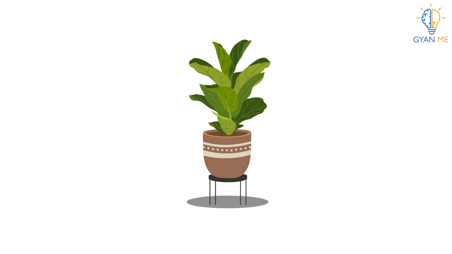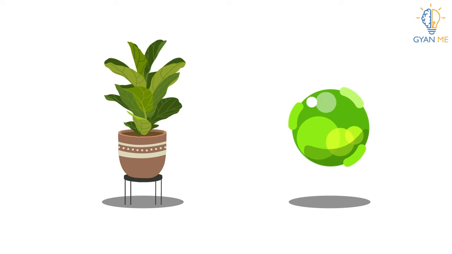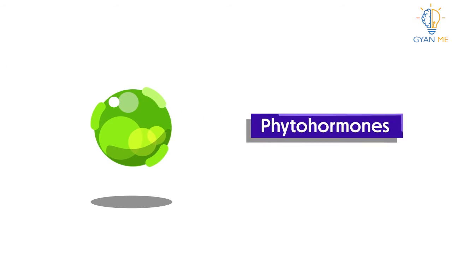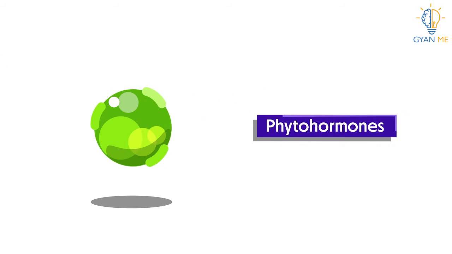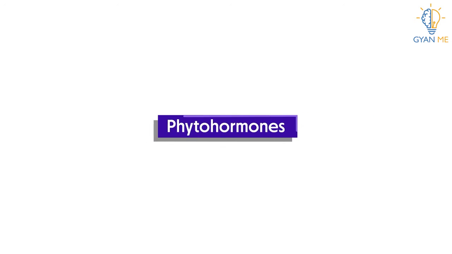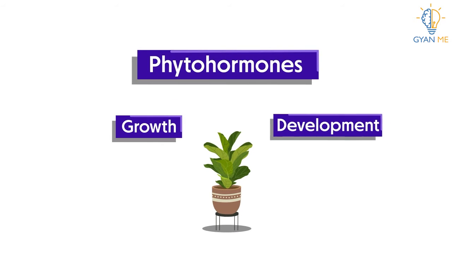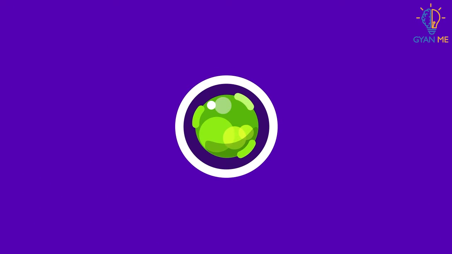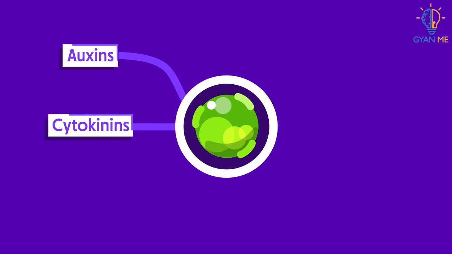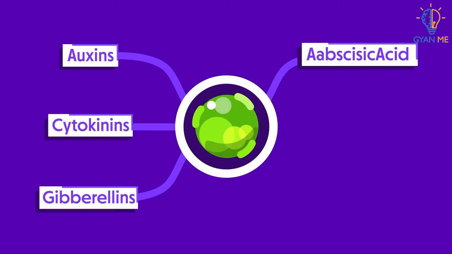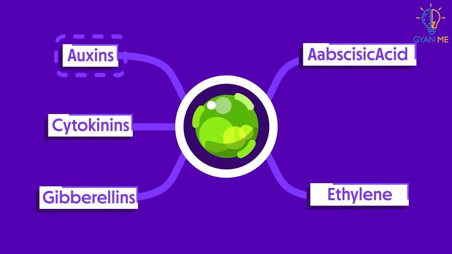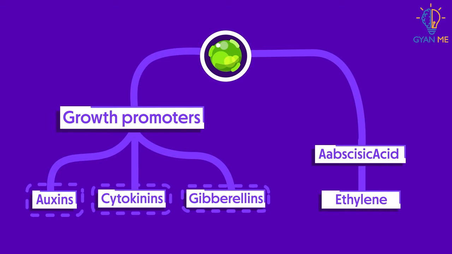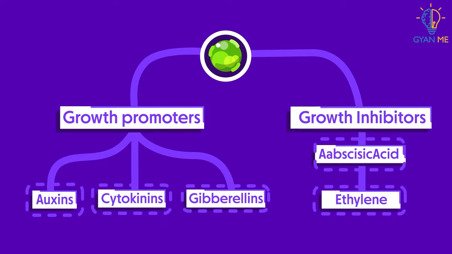The plants also synthesize hormones like animals, but their hormones are known as phytohormones. Like animal hormones, the plant hormones control the growth and development of the plants. Plant hormones can be classified into 5 categories, namely auxin, cytokinins, gibberellin, abscisic acid, and ethylene. Auxins, gibberellin, and cytokinins are growth promoters, and abscisic acid and ethylene are growth inhibitors.